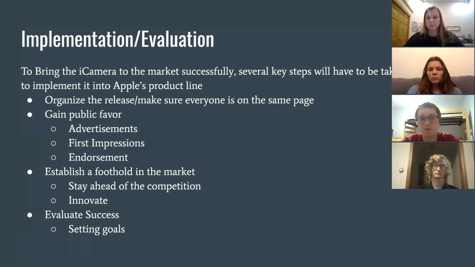The last step when implementing the iCamera into the digital market would be to analyze and evaluate its success. The perfect way to evaluate the iCamera's progress would be to set goals for it before it's even released. By setting goals for the product, Apple would be able to easily track its progress. If they reach the goals that they set, they'll know they're doing well. If they don't reach those goals, then they will know they aren't doing well and their strategy needs to be changed.